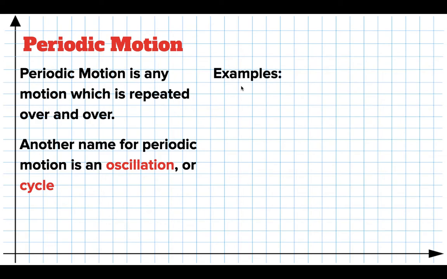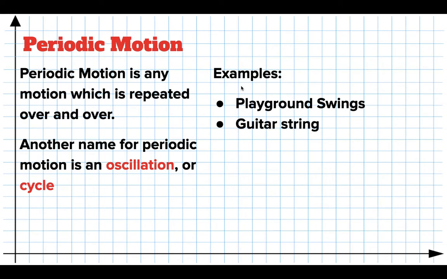So some examples that you might be familiar with are playground swings. When you hop on a swing, give yourself a shove, you go back and forth, over and over again. That's periodic motion. A guitar string exhibits periodic motion. When you pluck it, it vibrates back and forth. And how fast it vibrates tells you or leads to the pitch of the musical note, but it vibrates back and forth. A pendulum is an example of a periodic motion. It swings back and forth.